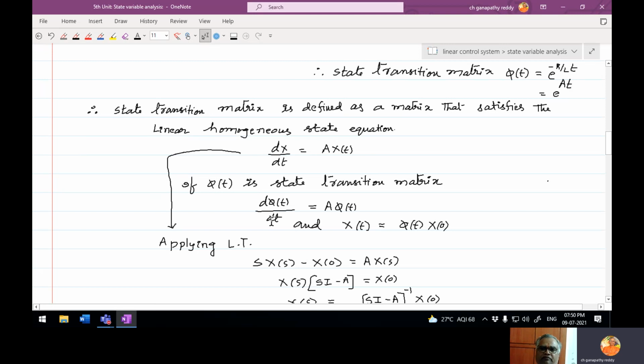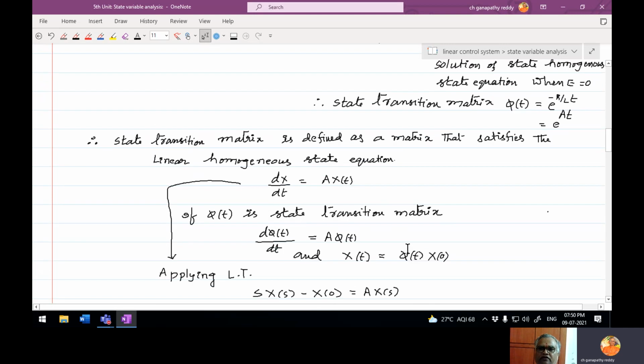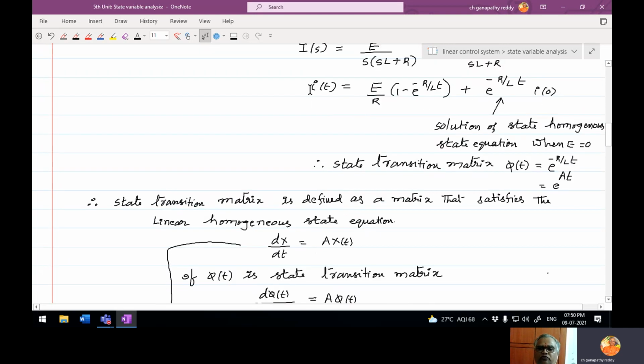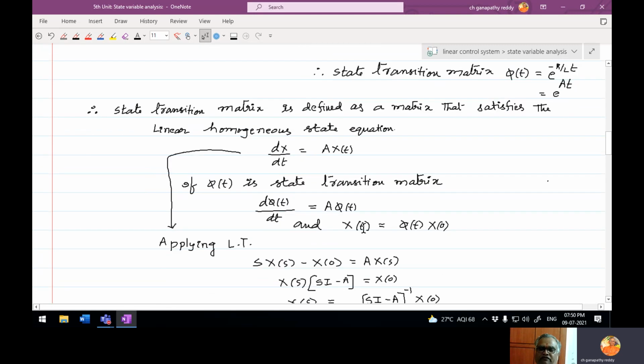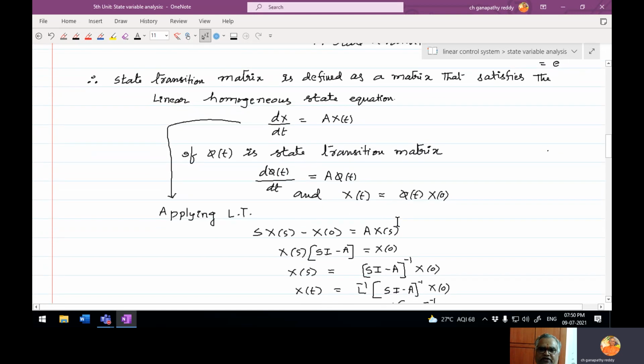So d phi of t by dt is equal to A into phi of t, and x of t is equal to phi of t into x of 0. The final solution, if you see, this output is nothing but phi of t into x of 0 form. Output always contains phi of t into x of 0. So same thing, x of t is equal to phi of t into x of 0. So these two should be satisfied.